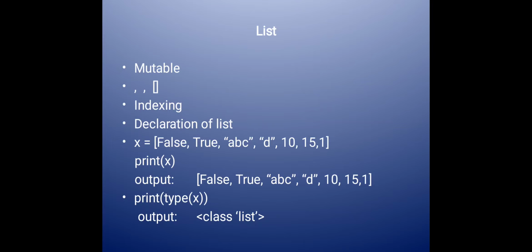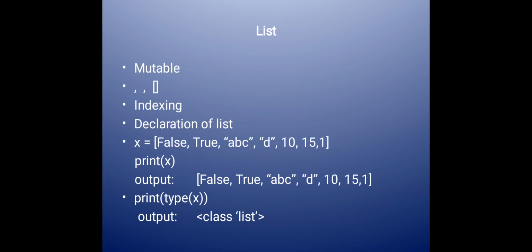So we can start. Actually the list is a collection of items of different types. That means it may have elements of type int, string, boolean, etc. And also the items in the list are separated by commas and enclosed within square brackets. And the list is a mutable data type. That means the elements of the list can be modified after the creation of the list. That's why we are calling the list a mutable data type.